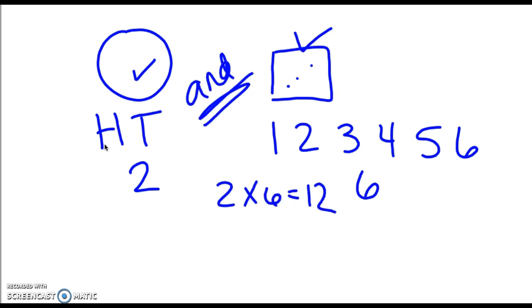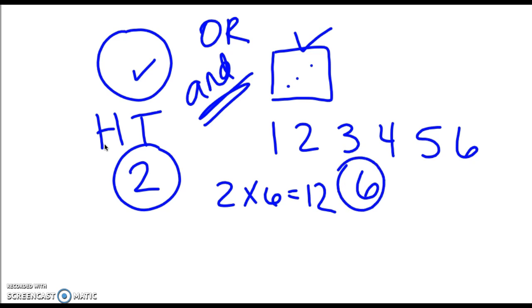But if I said I wanted to flip the coin or roll the die, I would add 2 and 6 together, and I would say there would be 8 possible options. So you have to think about, do I want to do them together or separately? You have several probability questions on that.